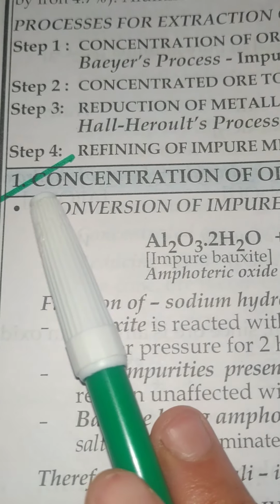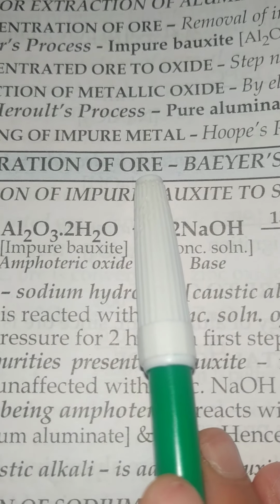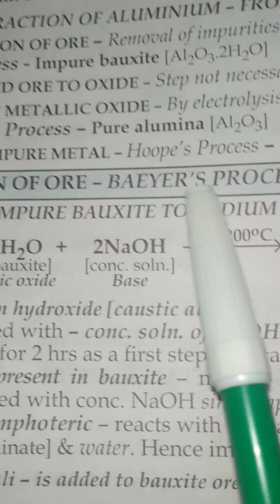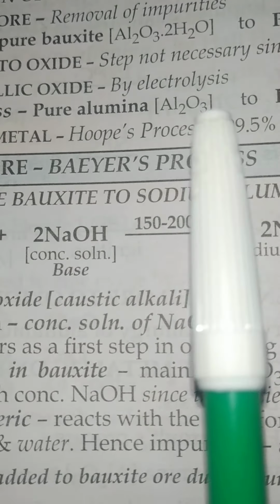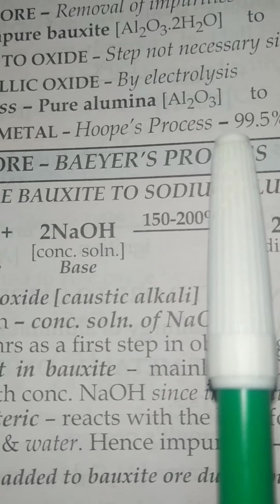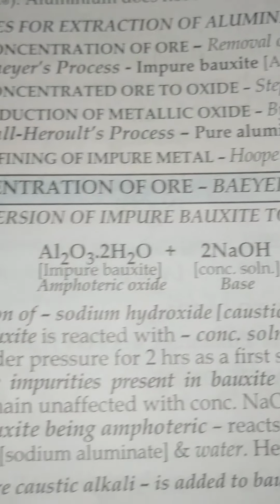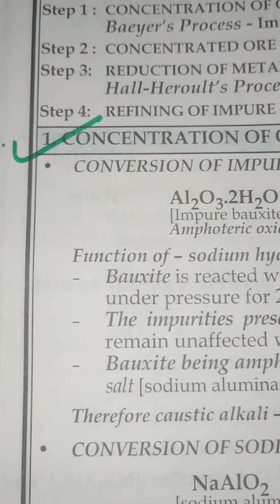Now we will discuss the concentration of ore, or the extraction of aluminium, by using Bayer's process, and this process is very important from the examination point of view. So this process involves certain steps.